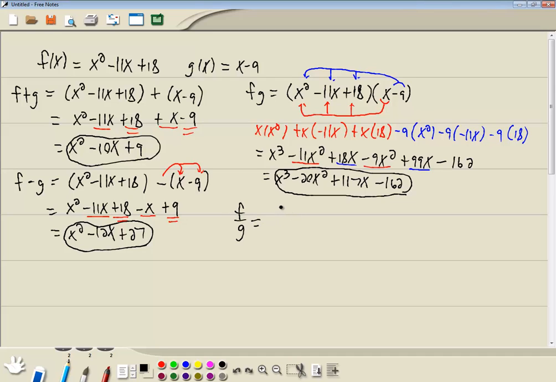Now the last operation for this first example is division. And so I can put parentheses around each one if I want.